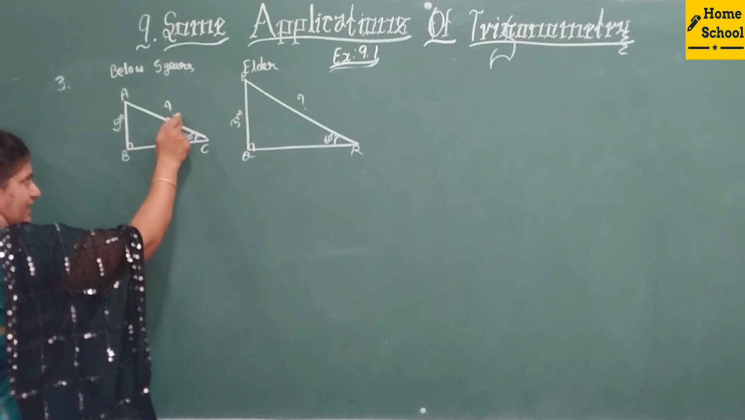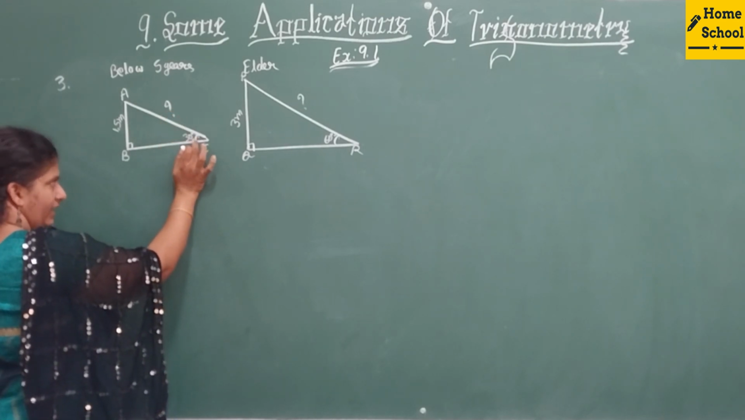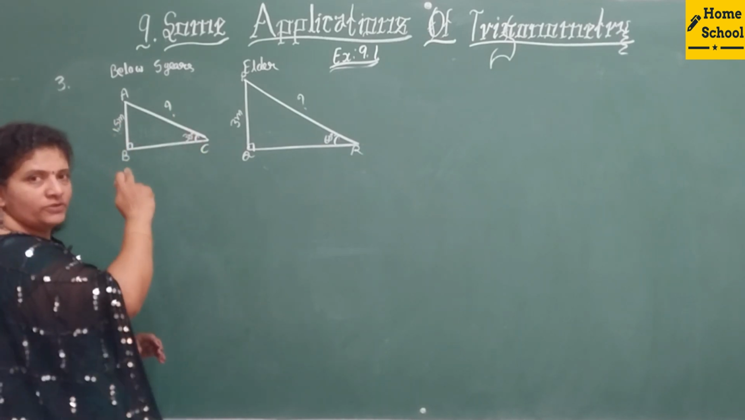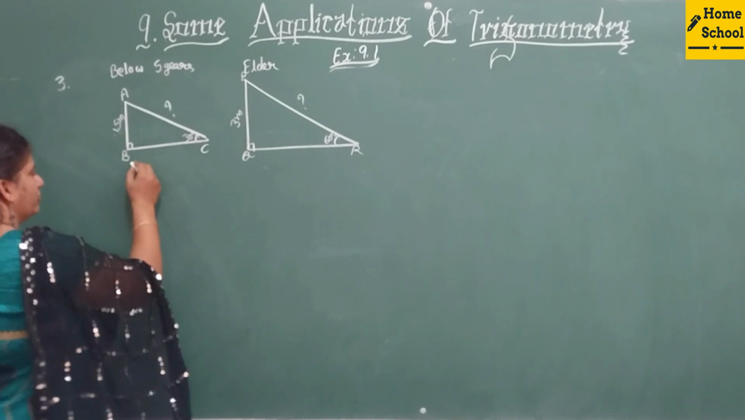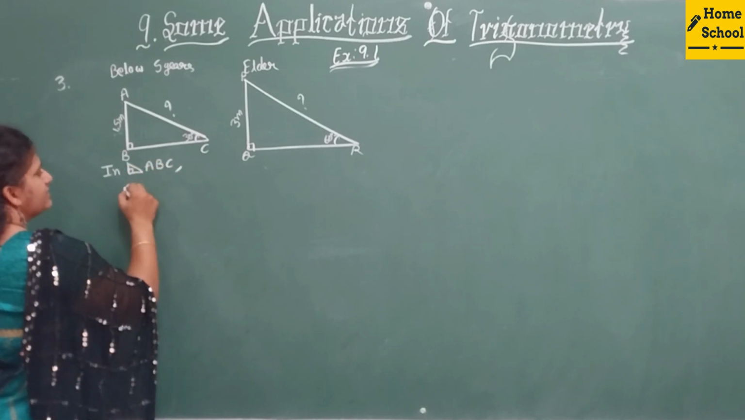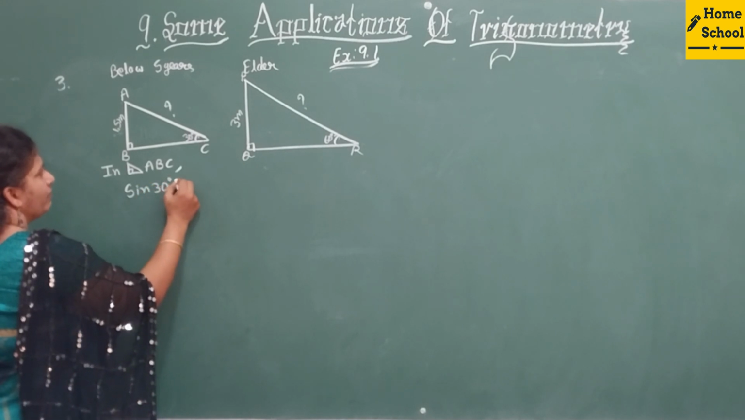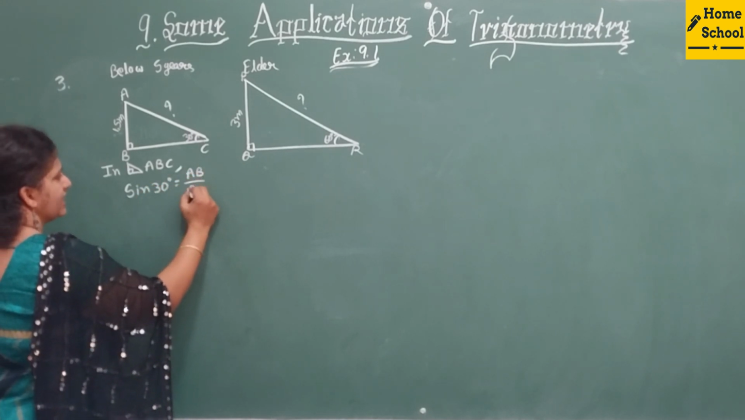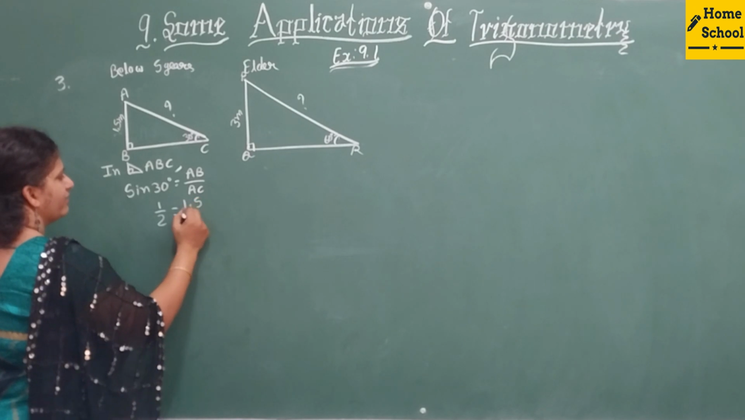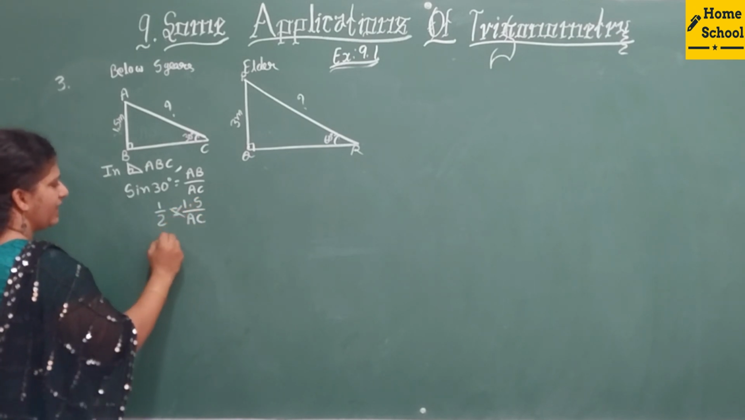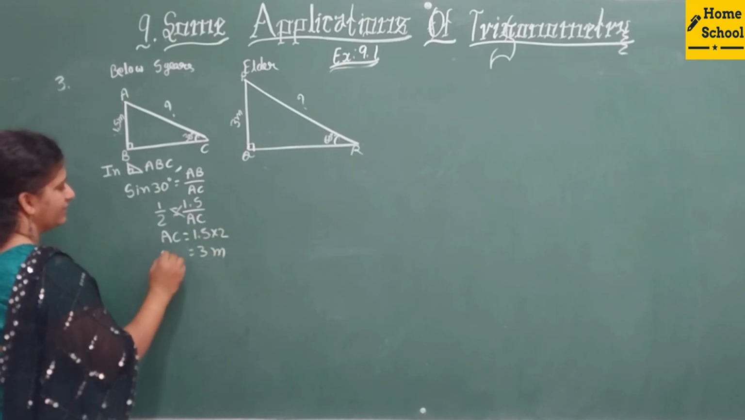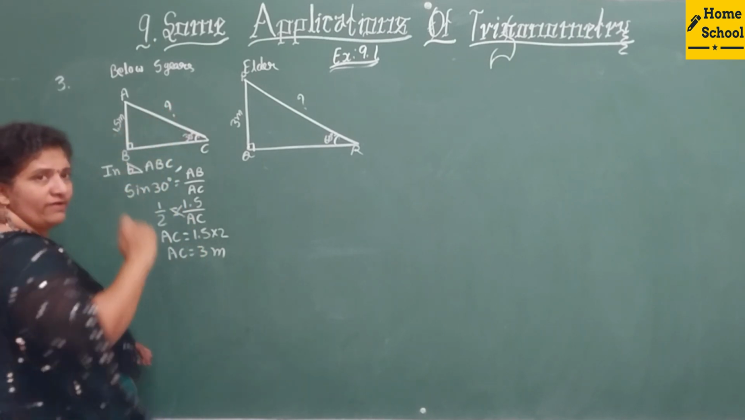In order to find this side, observe the angle here is 30 degree. We know the opposite side, we should find the hypotenuse. Opposite and hypotenuse, which ratio? Sine ratio. In right triangle ABC, sine 30 degree is equal to opposite AB by hypotenuse AC. Sine 30 value is 1 by 2, and AB value is 1.5 by AC. Cross multiply. AC is equal to 1.5 into 2, that is 3 meters.